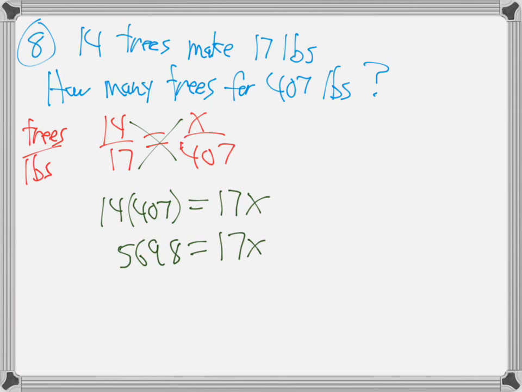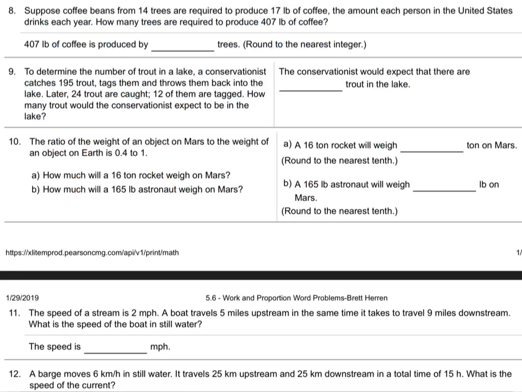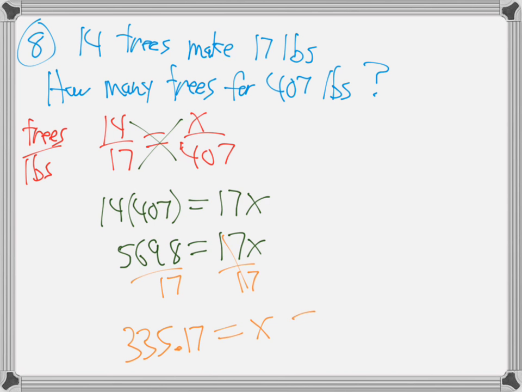Last step to get x alone: divide by 17. So you come out clean? No. 335.17. I don't know if they want decimal, what they want. Oh, round to the nearest integer. So I want you to round it. So we'll just say 335.